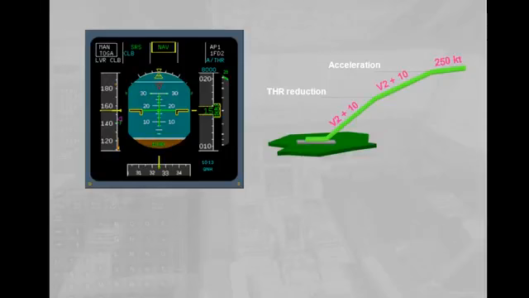Navigation engages automatically around 30 feet, provided a flight plan has been inserted with runway and SID. At thrust reduction altitude, lever climb flashes. The pilot must set the thrust levers in the climb detent.